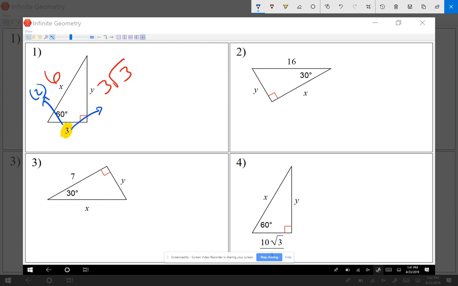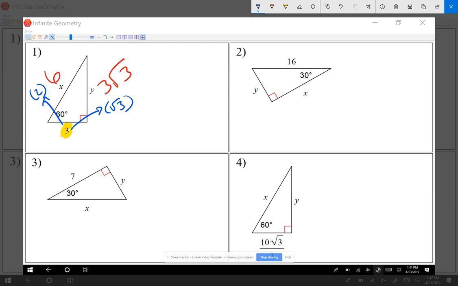To get to the other side, we multiply by radical 3. Every time you start from the small side, you multiply.